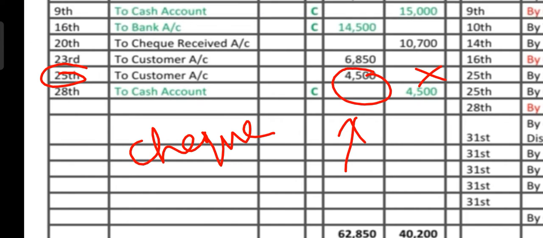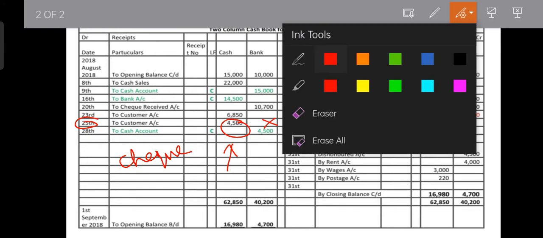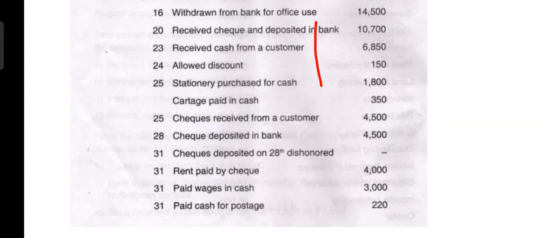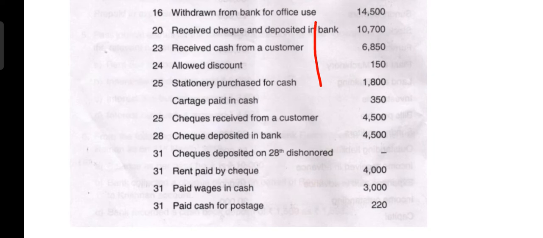Okay, but after this date, what happened? You can see in the problem. On 28th, okay, check is deposited into bank. Which check? That is not told here. The check which is received on 25th, the immediate previous day, we need to see any amount received in the form of check. That check only is deposited to the bank. That assumption you need to make. You can check the amount also, that is 4,500. These are the two hints you need at the time of identifying which check you are depositing into the bank.